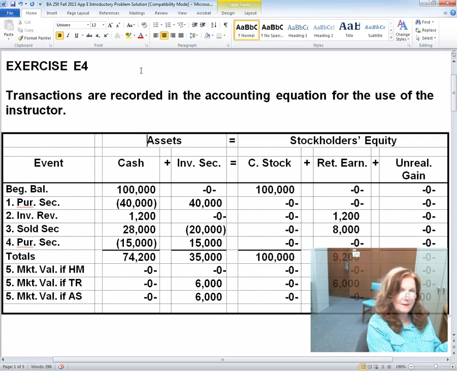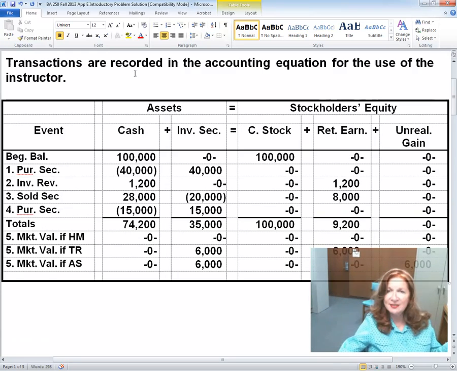It earned $1,200 from cash investment revenue. It sold investment securities for $28,000 that had cost $20,000. It purchased $15,000 of additional marketable investment securities. It determined that the marketable investment securities had a fair value of $41,000 at the end of 2013. So those are the transactions, and the requirement is to use a vertical statement model.